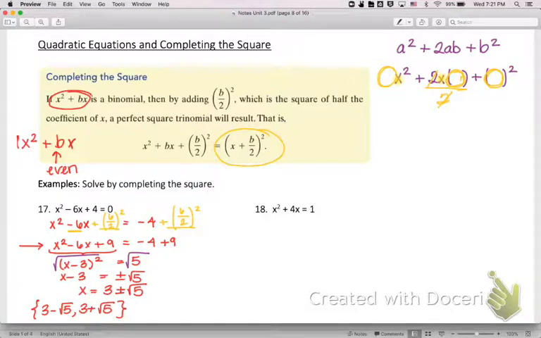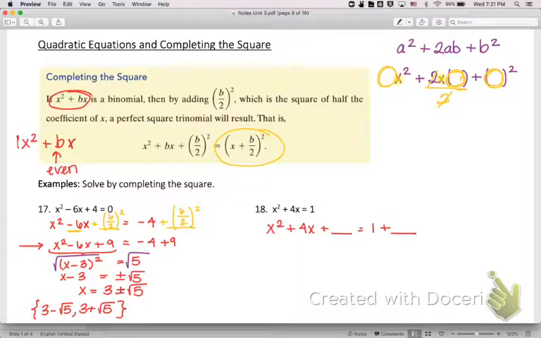Okay, so again, we need to get x squared plus bx by itself and then set up our blanks on both sides of the equation. So I'd like for you to pause the video and try number 18. I'll come back in 3 seconds.